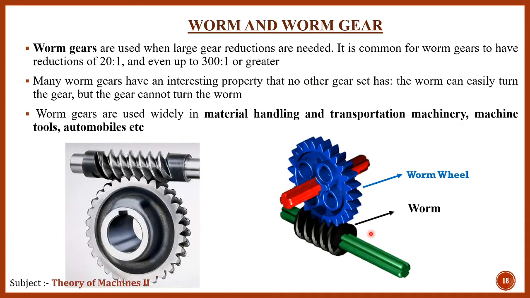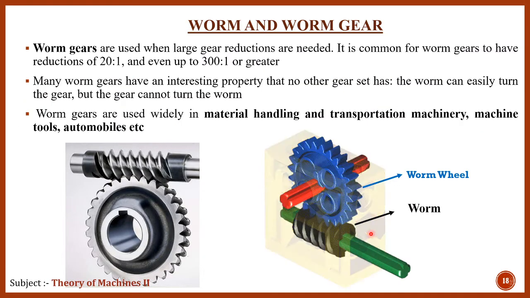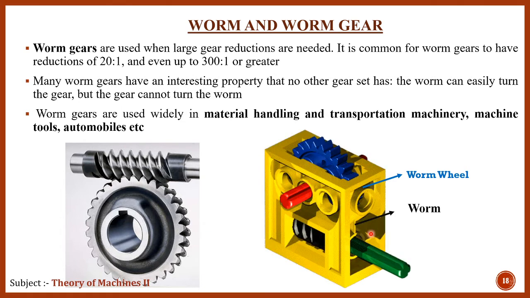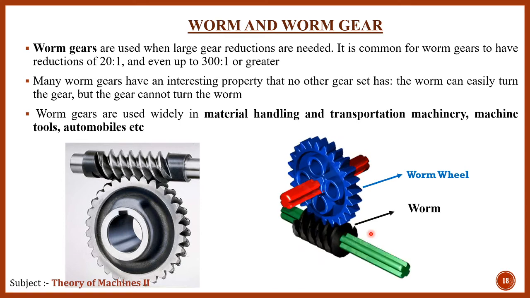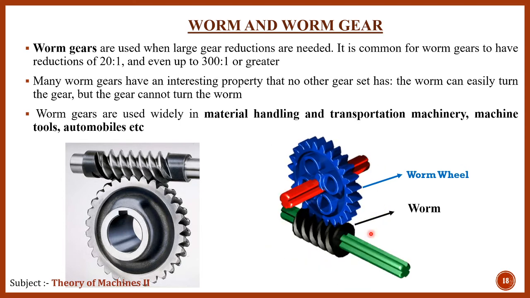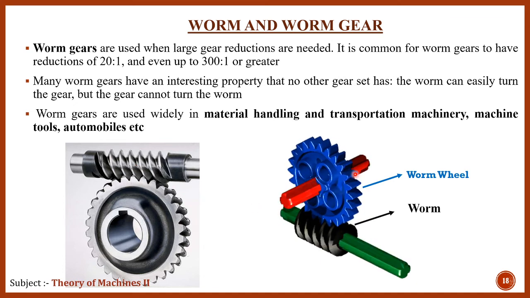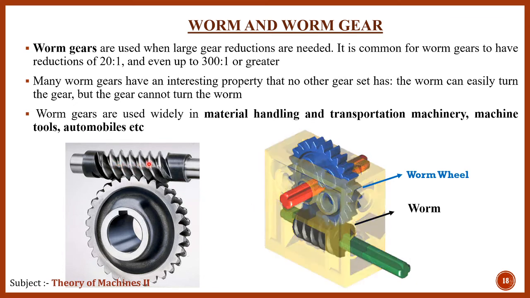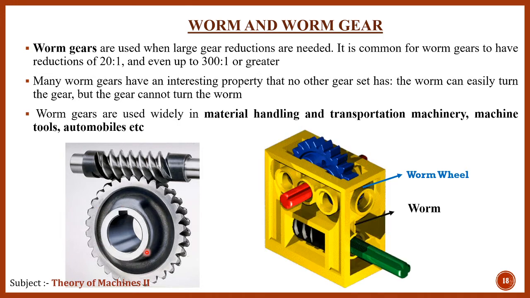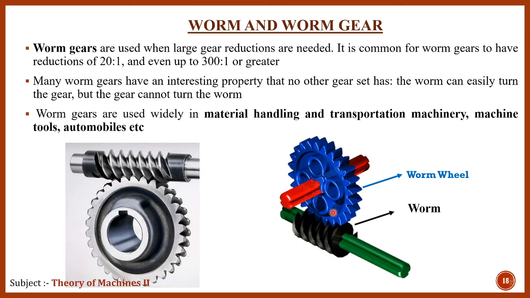Next type is the worm and worm wheel, which comes into the category of non-parallel, non-intersecting shafts. In this case, these two shafts are perpendicular to each other, but they are not intersecting each other. This part is called the worm, and this is called the worm wheel or the gear. You will find the worm and the gear.